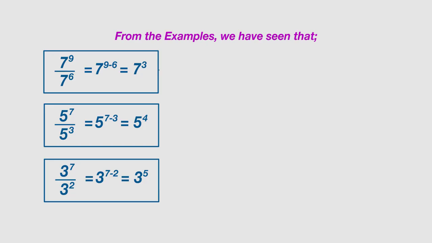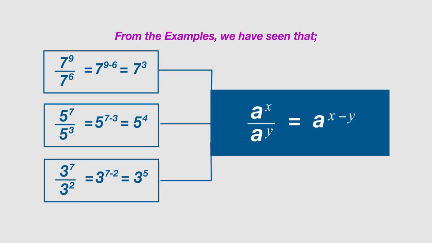We conclude that if you have to divide a raised to the power x by a raised to the power y, take the common base a, write it down, and subtract your powers. So you get a to the power x minus y. That is another law of indices. We call that the division law of indices.